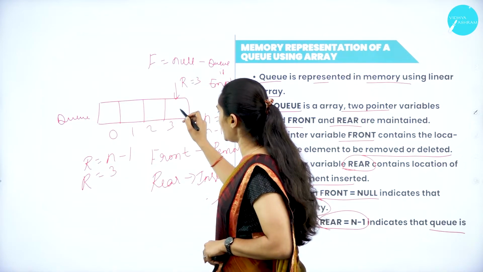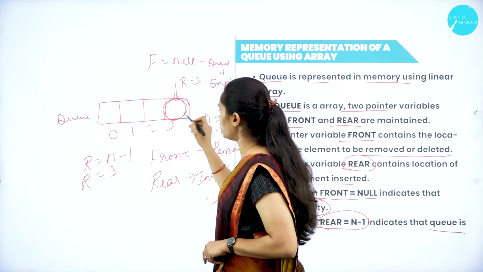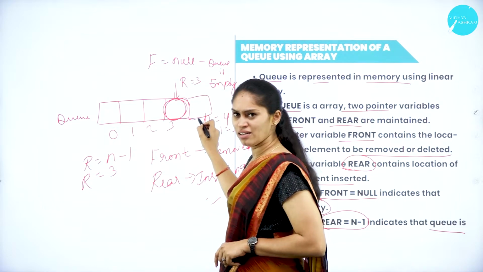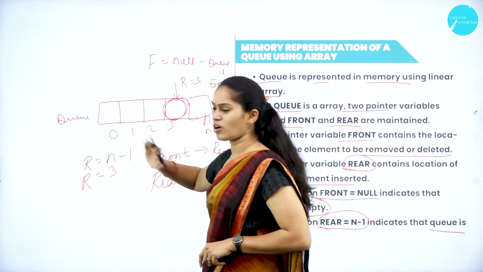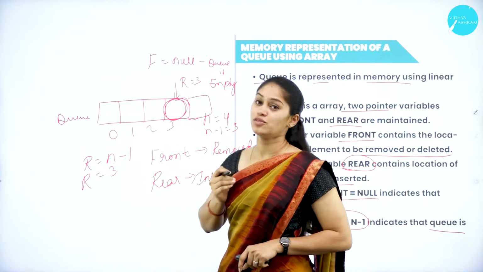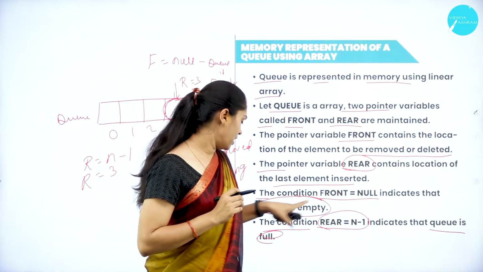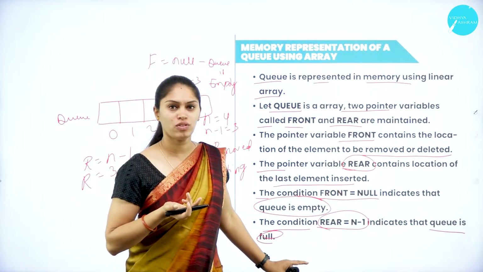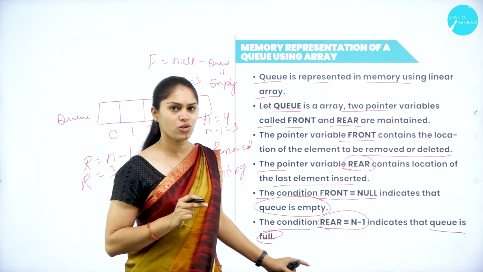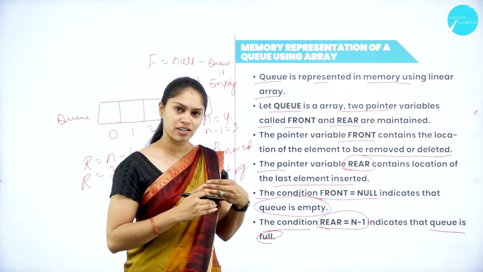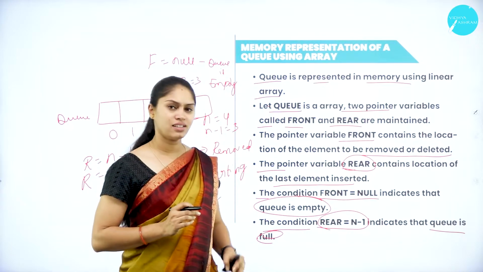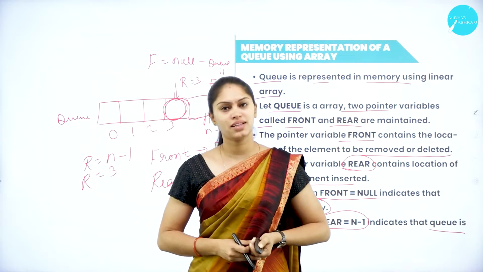So, if it is indicating the last position of a queue, can I add one more element here? No. Why? Because the queue is already filled. It is already full. What are we going to call that condition? Queue is full or queue overflow. If there is no element in the queue, then what is that? Queue underflow. Okay. So, these are the terminologies that you have to remember.